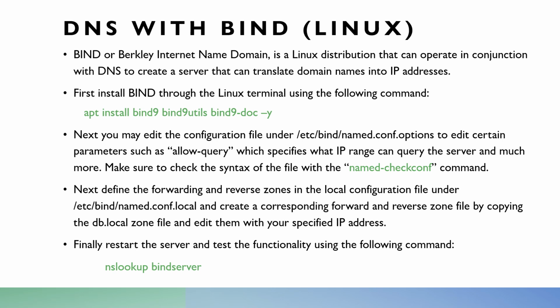Next, you should determine the forward and reverse zones in the local configuration file under /etc/bind/named.conf.local, and create corresponding forward and reverse zone files by copying the db.local zone file and editing them with your specified IP address. Finally, you restart the server and test the functionality using the following command: nslookup bind server.